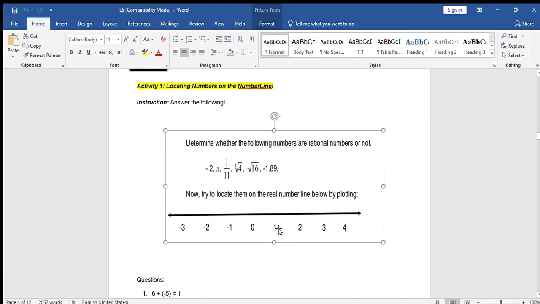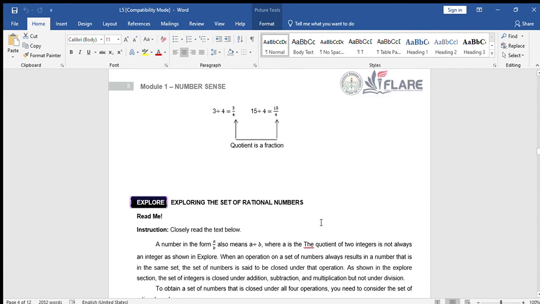On the number line, if you plot the rational numbers there, you will know the order of the rational numbers. Like for example, if you will identify which is smaller, 1/4 or 1/2. Which is smaller, 1/4 or 1/2? If we put it on the number line, here is 1/2 and here is 1/4. So 1/4 is smaller compared to 1/2.